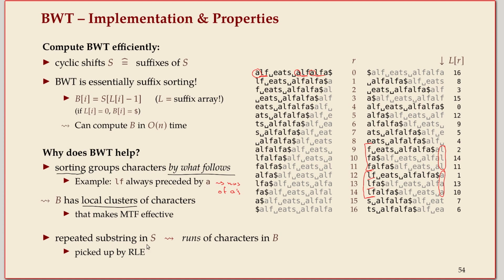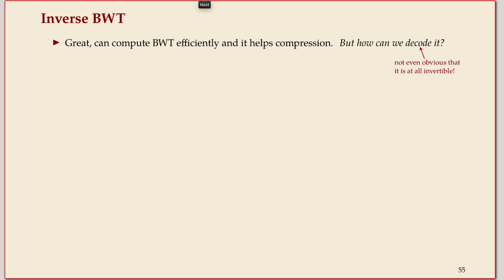And if you have exact repeated substrings, that's what I just illustrated with the ALF, then we have runs of characters. And again, this can be exploited with run length encoding. So I told you that we use BWT, then move to front, and that doesn't destroy runs. So these will be picked up by the run length encoding. So this is pretty cool. We found this amazing text transformation that magically helps us to exploit common contexts of characters. And I at least gave you an informal, intuitive reason why it helps for compression.